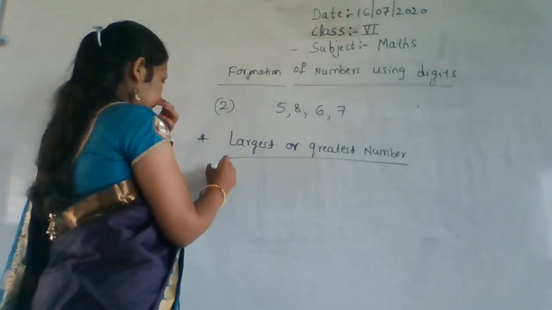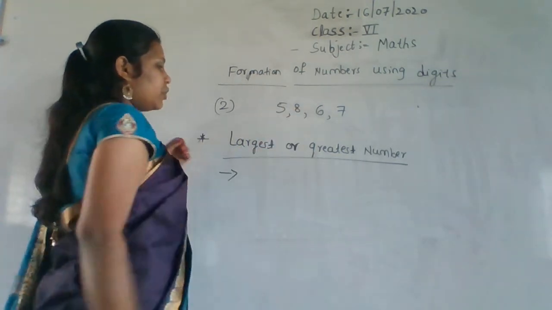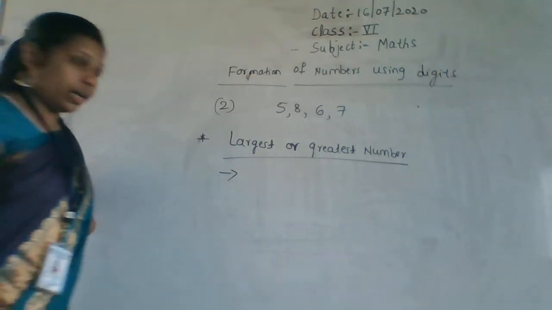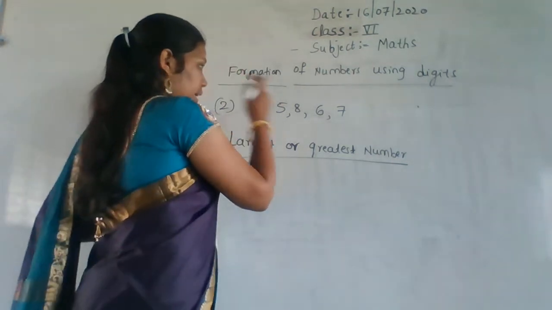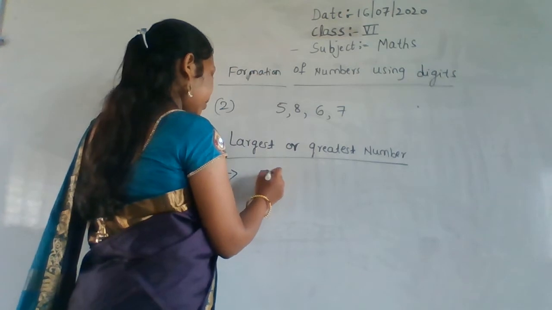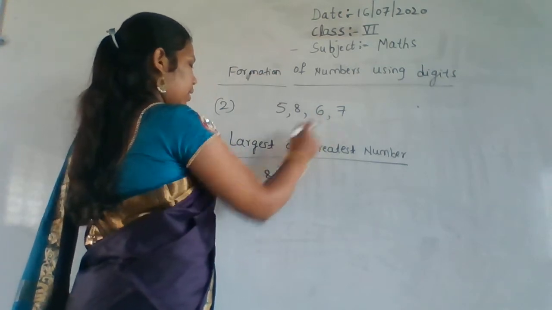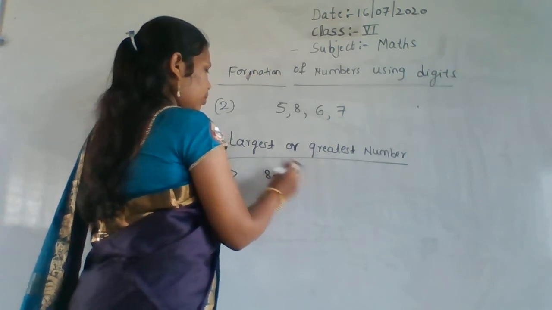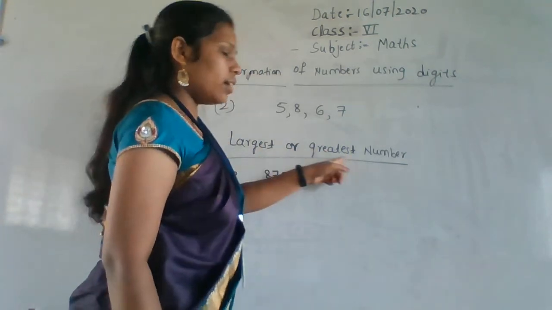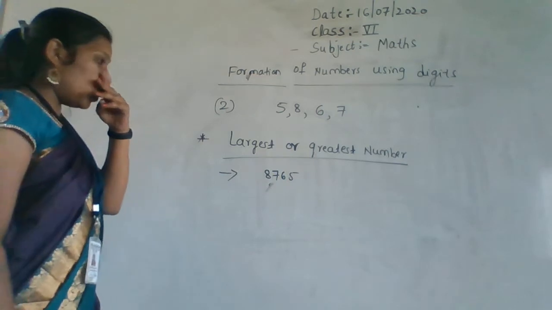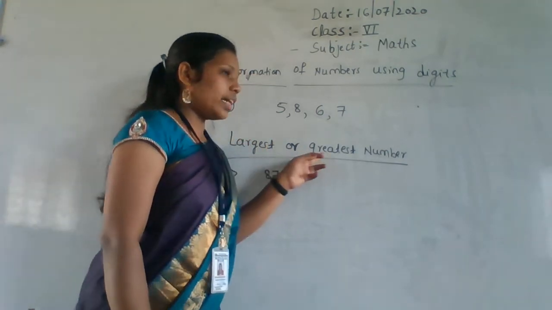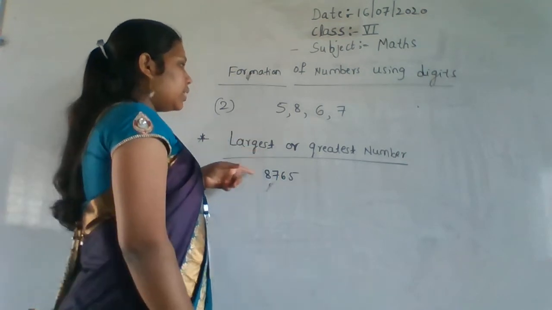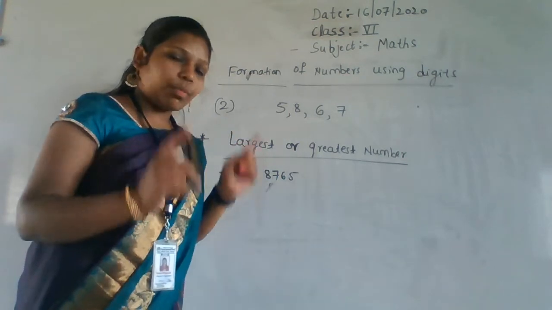Now, see the answer. Which one is the greater here? It is nothing but descending order. Of course, 8 is the greater. After that 7, next one 6, 5. So this is the largest or greatest number. Everyone got to know that. So the largest or greatest number is nothing but in descending order, which is the biggest to smallest value.